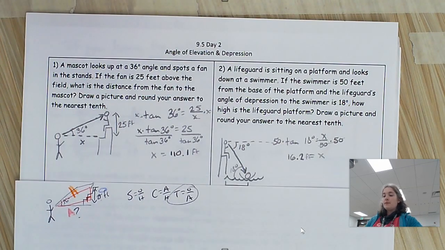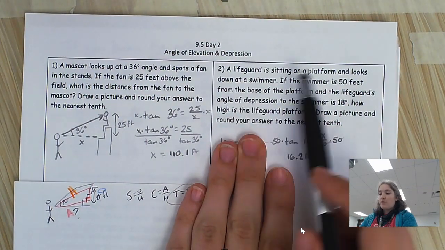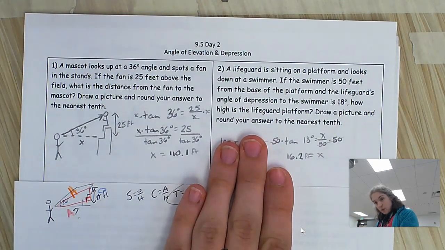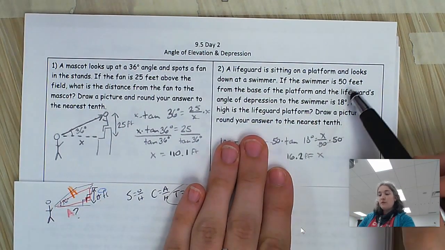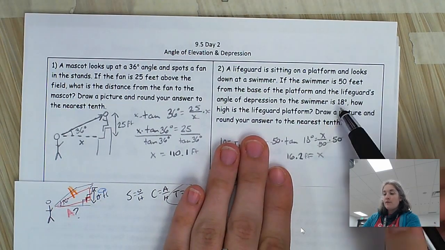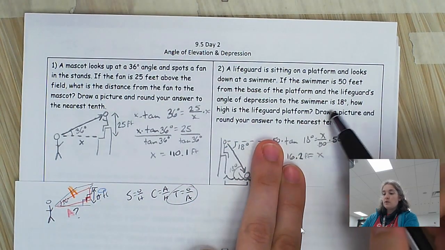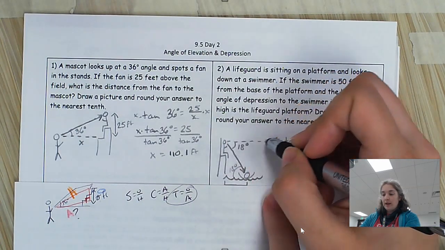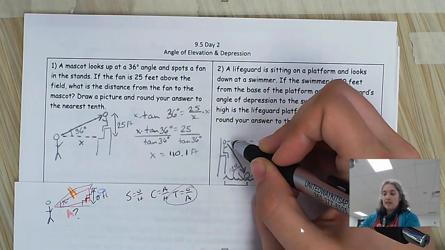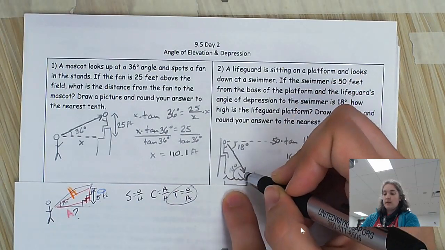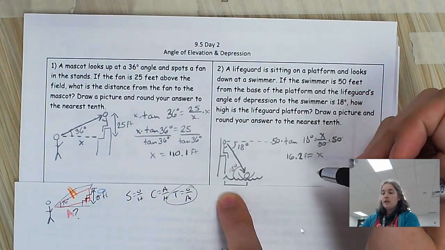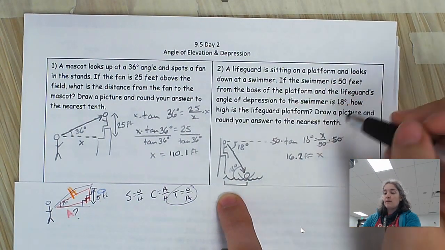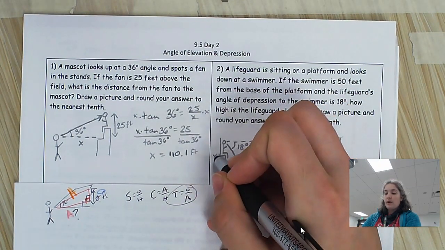We can do something similar with this one. So we have a lifeguard sitting on a platform looking down, okay, angle of depression down at a swimmer. If the swimmer is 50 feet away from the base of the platform, then the lifeguard's angle of depression to the swimmer is 18 degrees. So here we have our line of sight and where we are looking. That's 18 degrees. There's our swimmer, right? Here's our little platform guy. This says how high is the lifeguard in the platform. So we want this right here.